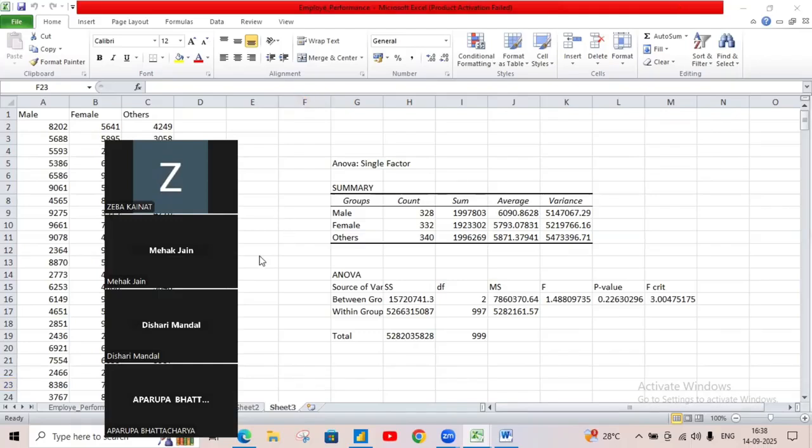Okay. Thank you, Siddhant, for your contribution. Now, Aparupa, would you like to please conclude the project? We have 1 minute only left.